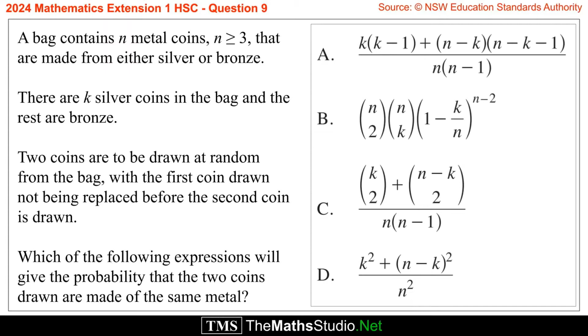Question 9. A bag contains n metal coins, n greater than or equal to 3, that are made from either silver or bronze. There are k silver coins in the bag and the rest are bronze. 2 coins are to be drawn at random from the bag, with the first coin drawn not being replaced before the second coin is drawn. Which of the following expressions will give the probability that the 2 coins drawn are made of the same metal?